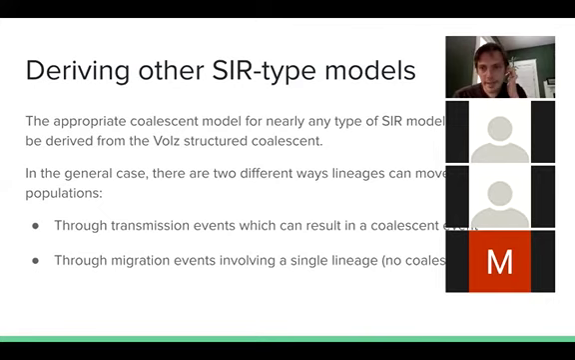But we can also consider that lineages can move between populations in a way in which there's no probability of any coalescent event occurring. And that just happens if a given lineage migrates between two populations. But if just a single lineage is involved, there's no way that a coalescent event can occur. So the key thing that we need to do in order to generalize these structured coalescent models to consider any form of SIR model is to keep in mind that these different ways that lineages move between populations are conceptually distinct.